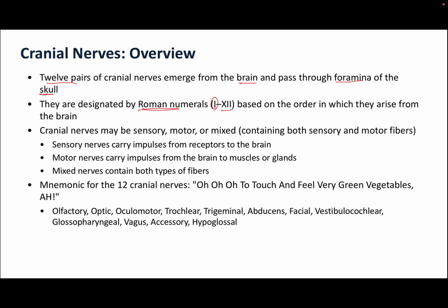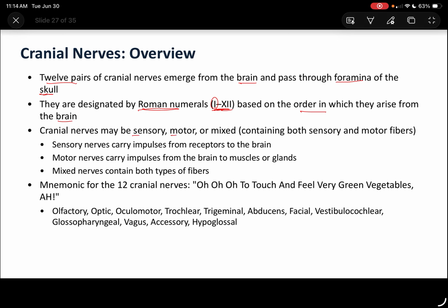We designate our cranial nerves with Roman numerals, and this is based on the order in which they arise from the actual brain. So looking at the whole brain, we can get an idea of generally what neighborhood we're looking at as far as our cranial nerves. The cranial nerves can either be sensory, motor, or mixed, which means they contain both sensory and motor fibers. I prefer the term both as opposed to mixed because M is different than M, all right? So we've got S, M, and B: sensory, motor, or both.